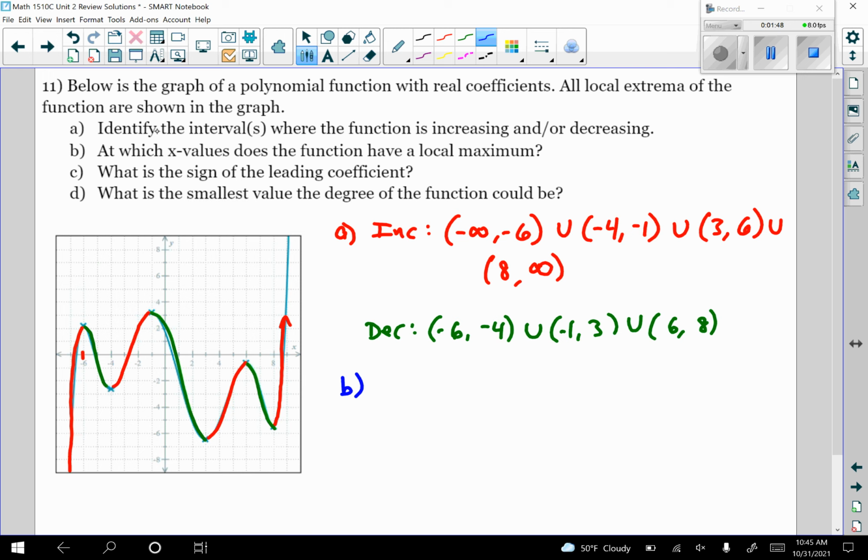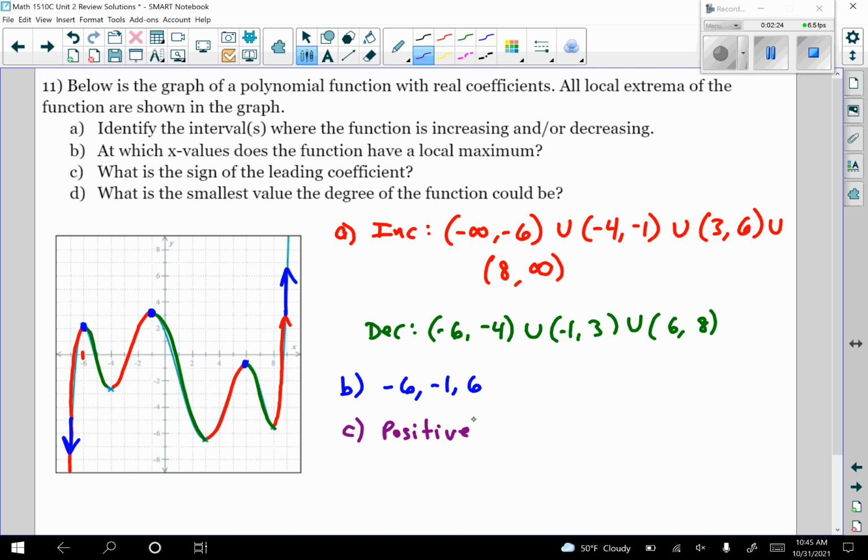B, at which x values does a function have a local max? So we have a local max here, here, and here. So what x values are those? -6, -1, and 6. What is the sign of the leading coefficient? One end is going down, the other end is going up. So it's definitely an odd function. And so for odd functions where the left side falls and the right side rises, we have a positive leading coefficient. So for C, leading coefficient is positive.